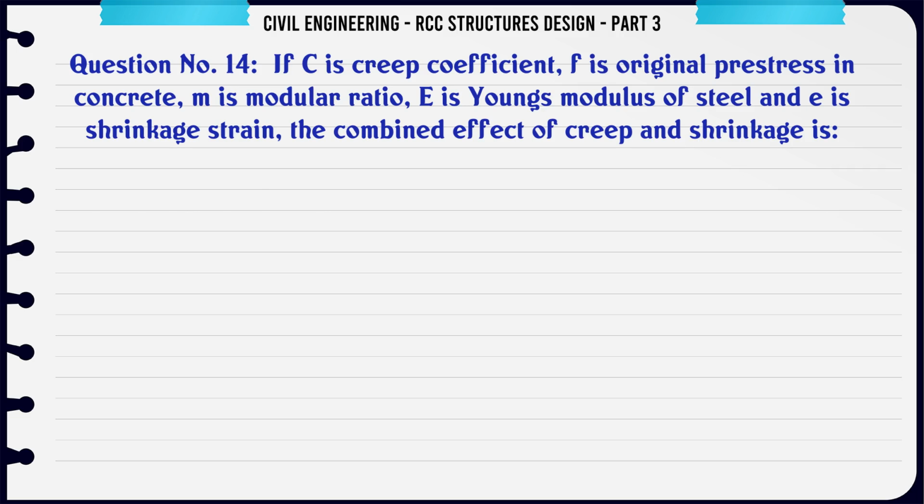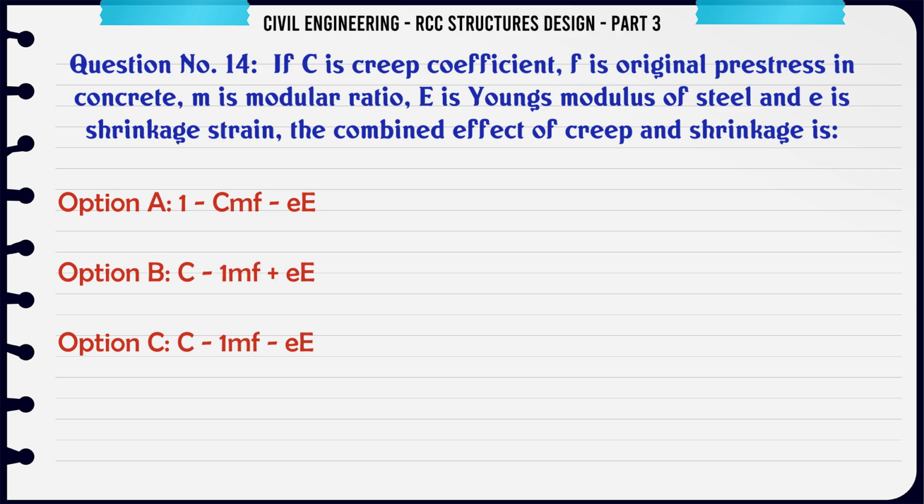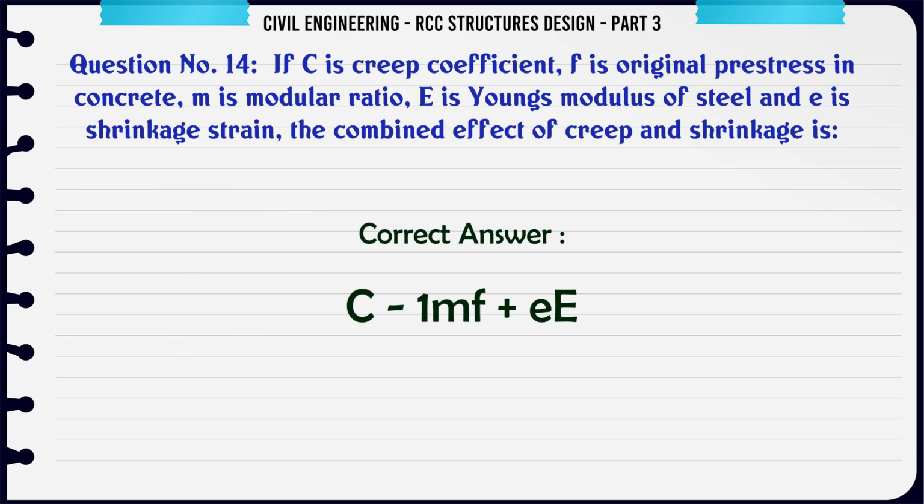If C is creep coefficient, F is original prestress in concrete, m is modular ratio, E is Young's modulus of steel, and ε is shrinkage strain, the combined effect of creep and shrinkage is: A, (1 + Cm)Fε; B, (C + 1/m)Fε; C, (1 + m)Fε; D, (1 + Cm)Fε. The correct answer is C.